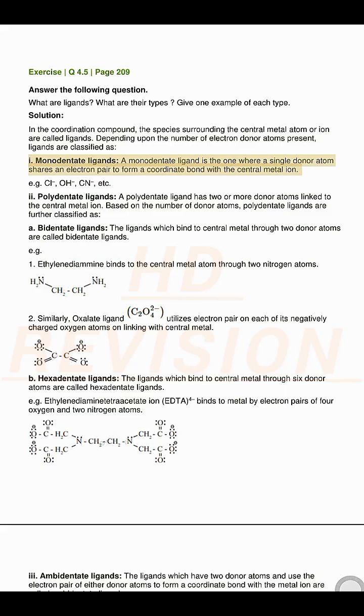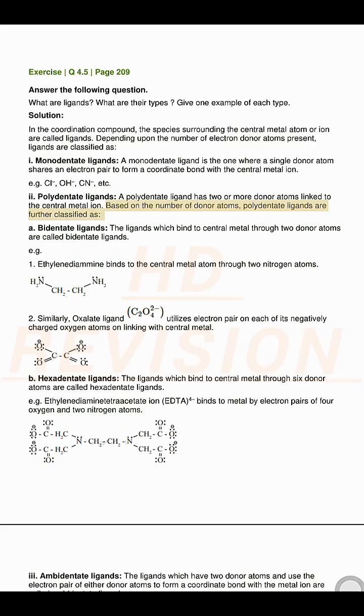Monodentate ligands. A monodentate ligand is the one where a single donor atom shares an electron pair to form a coordinate bond with the central metal ion. E.g., Cl-, OH-, CN-, etc. II. Polydentate ligands. A polydentate ligand has 2 or more donor atoms linked to the central metal ion.